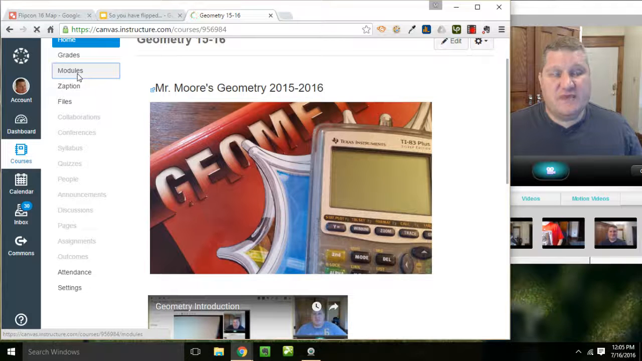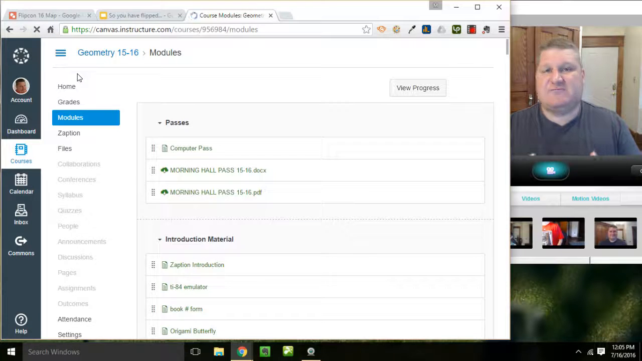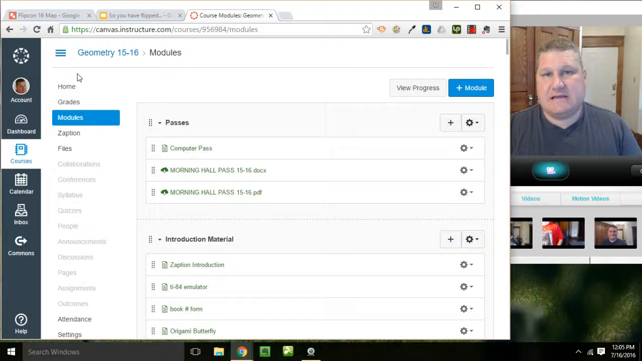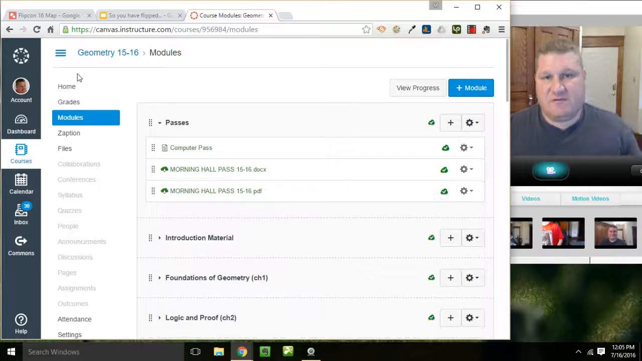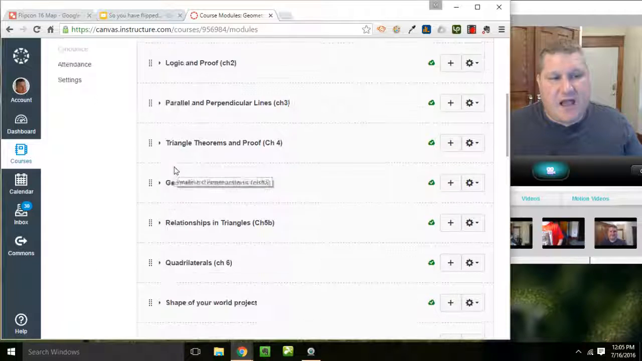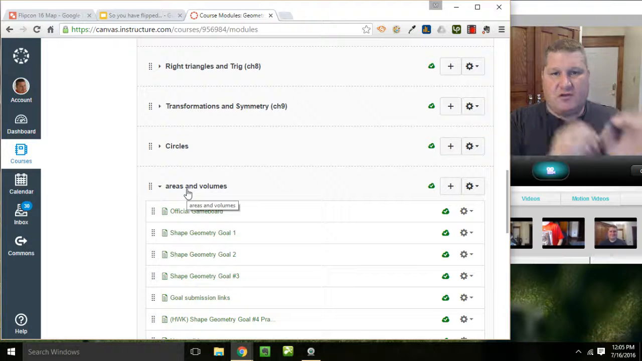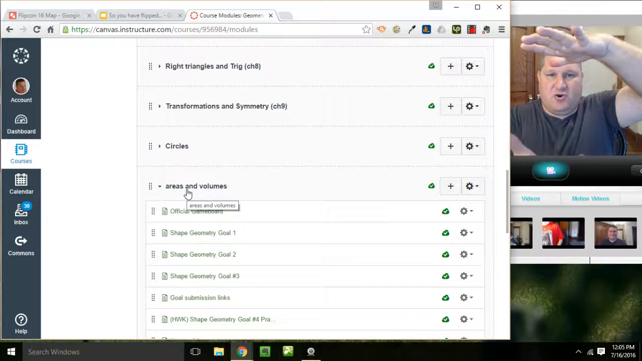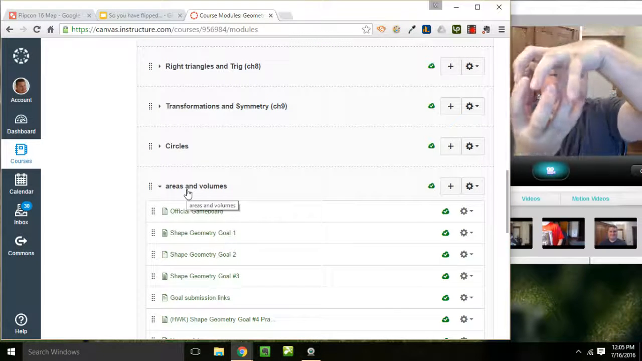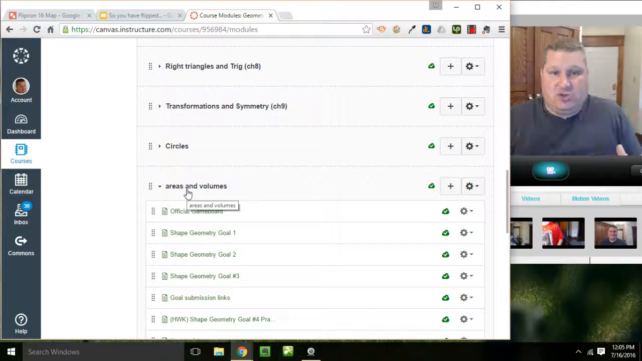What I want to do is use my Canvas, all of those basic principles, the library that I've already set up for geometry previously in a flipped classroom, and I want to move it to flipped learning. With flipped learning, instead of doing area by area, volume by volume, I'm going to take the entire group of areas and volumes and deal with them as one large topic.